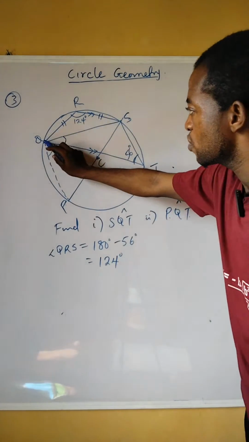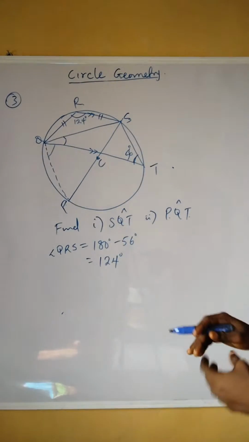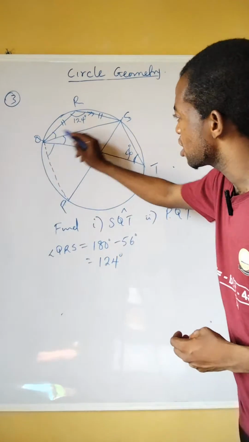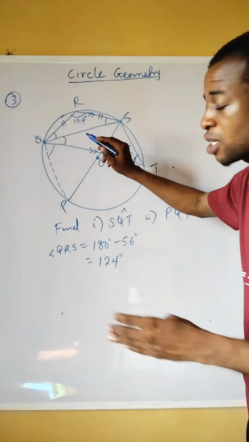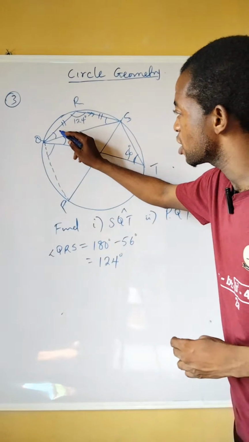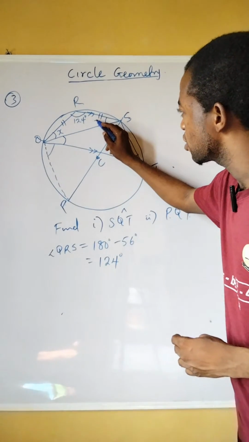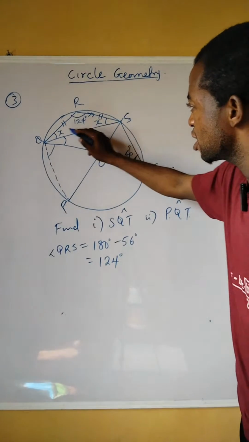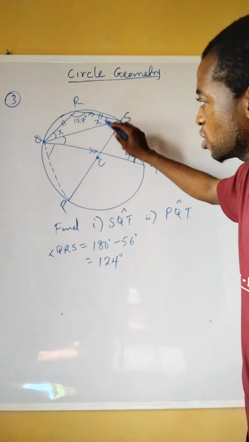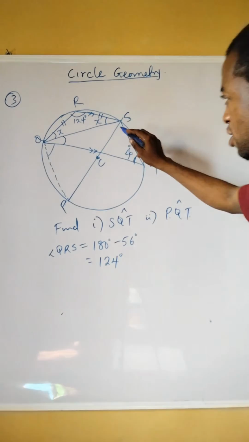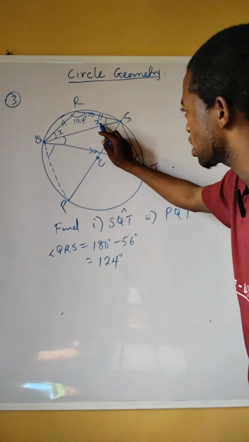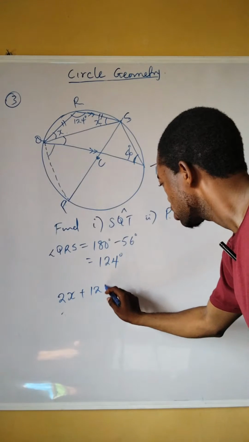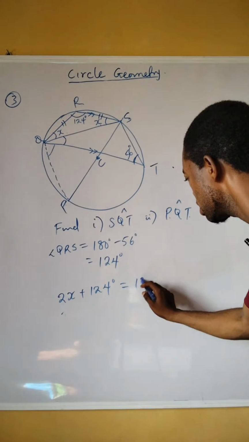So now, if this angle is 124 degrees, and they said this triangle has two sides equal, triangle QRS will be an isosceles triangle. That means this angle and this angle will be equal, which are base angles of an isosceles triangle. So this angle is x, this angle is x. Adding these 3 angles together gives 180 degrees, the sum of angles in a triangle. That means x plus x, 2x, plus 124 degrees should give us 180 degrees.